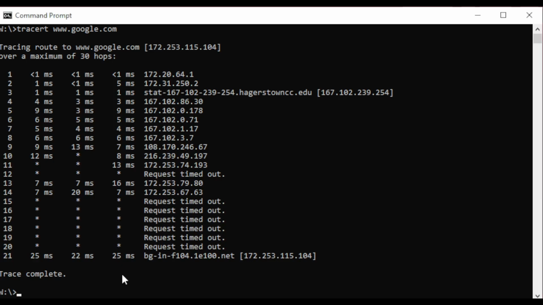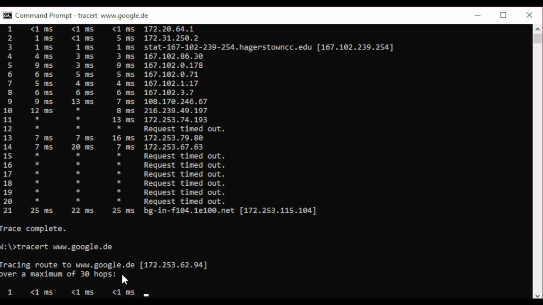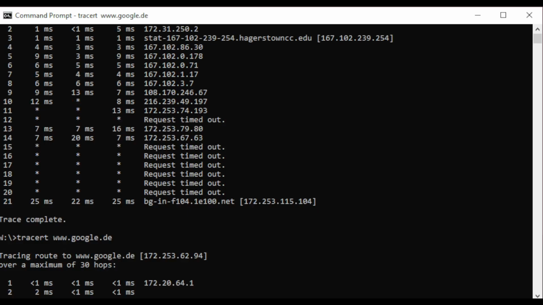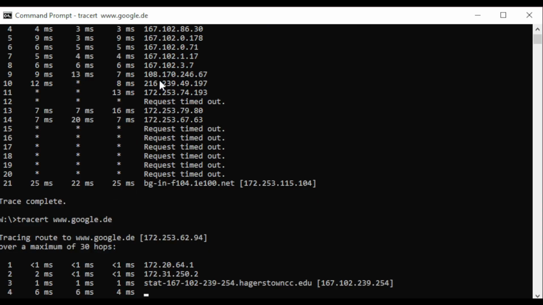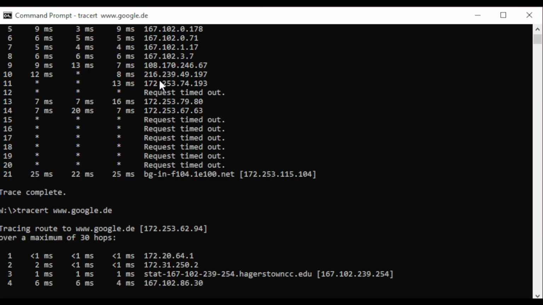Now I'm just kind of curious. What if I do that same thing, except I do google.de? I think .de is Germany, if I remember correctly. A bunch of these should be the same, and then all of a sudden it should be like, oh, now I'm going over this intercontinental fiber optic cable. It's under the water. So it'd be kind of interesting to see where this one goes.